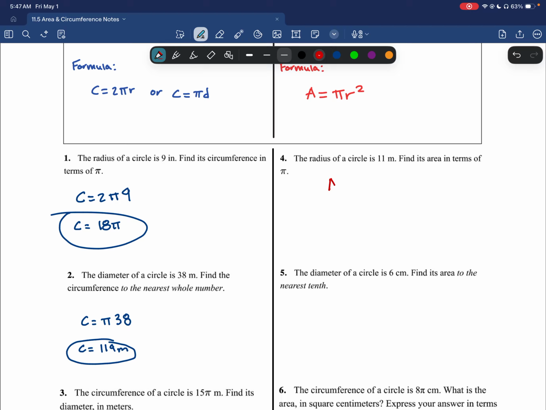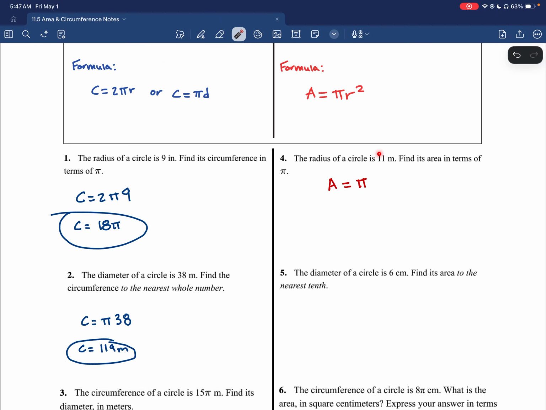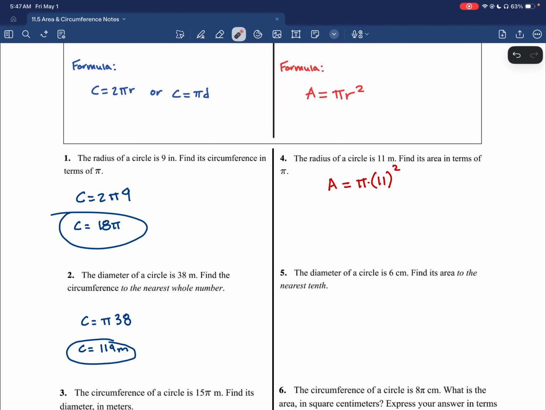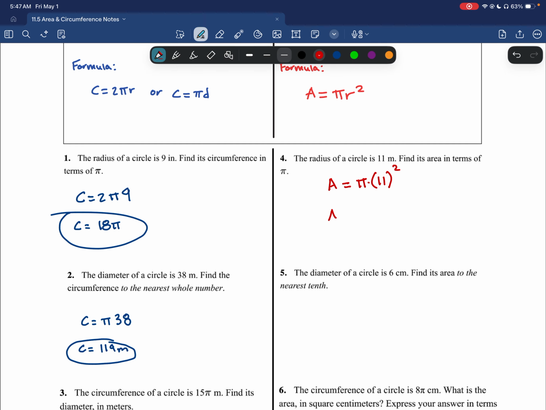Okay, so we got the area is equal to pi times my radius, which is 11, so pi times 11 squared. And it wants my answer in terms of pi, so when I type this in, I'll just make sure to give the first answer that it gives. So my area is 121 pi. And include meters, so meters squared, because it's area.